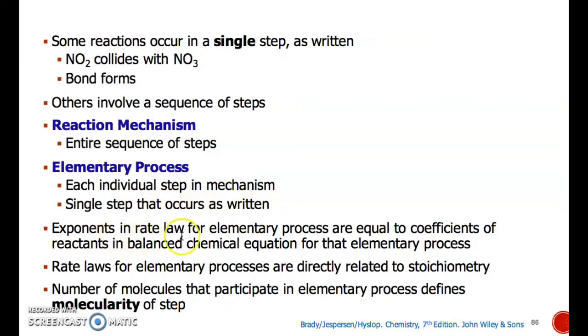Exponents in the rate law for an elementary process are equal to the coefficients of the reactants in the balanced chemical equation for that elementary process. Rate laws for elementary processes are directly related to stoichiometry. The number of molecules that participate in an elementary process defines the molecularity of the step.